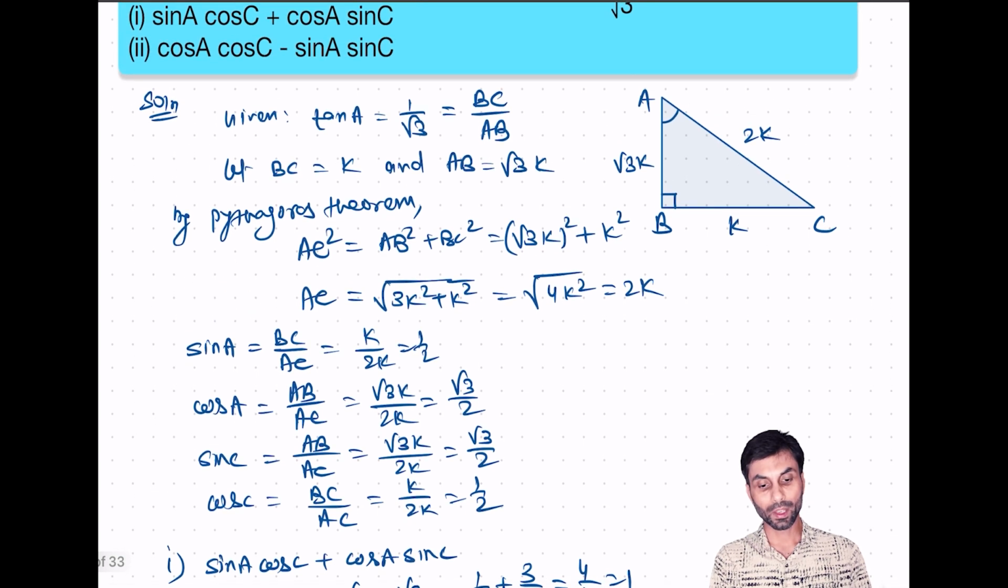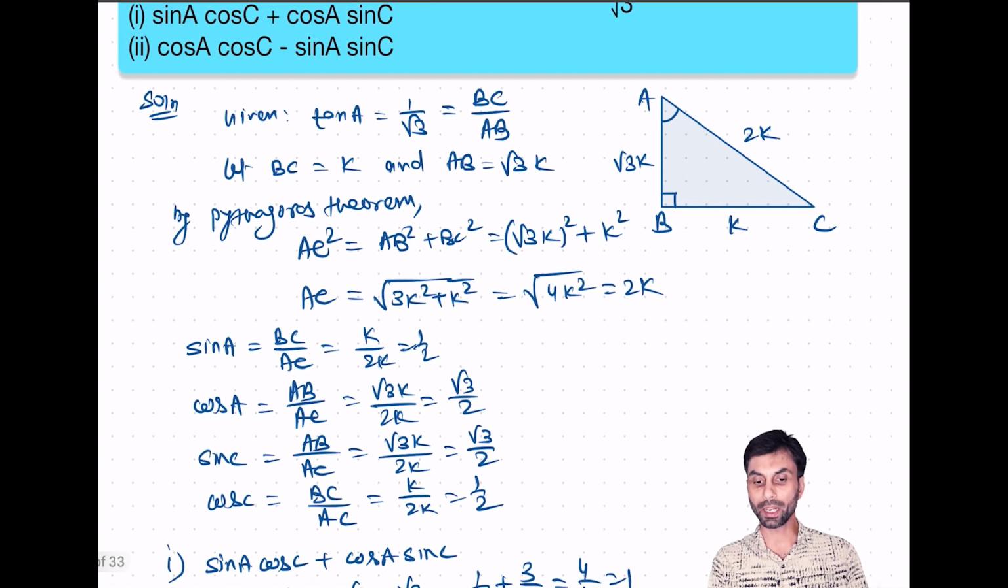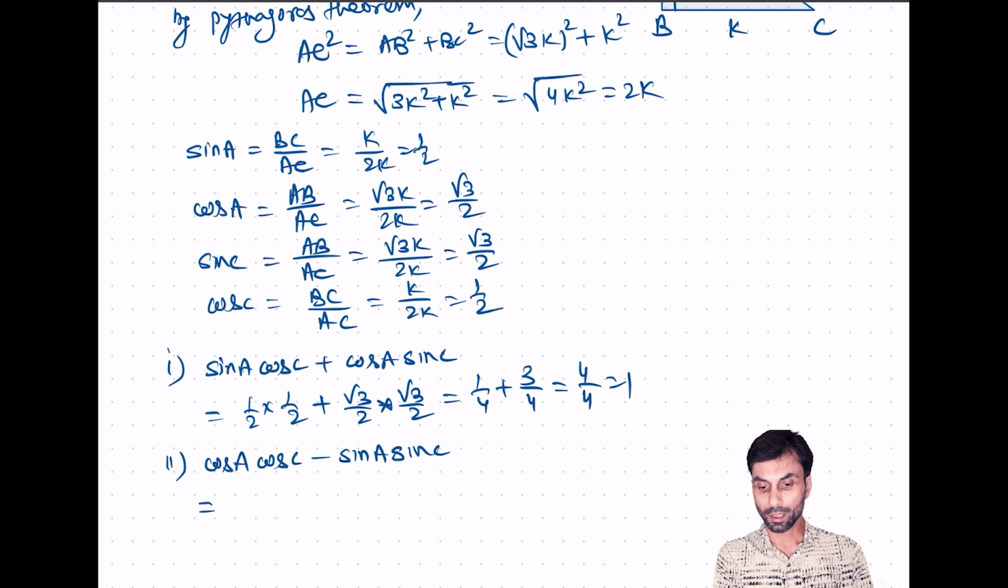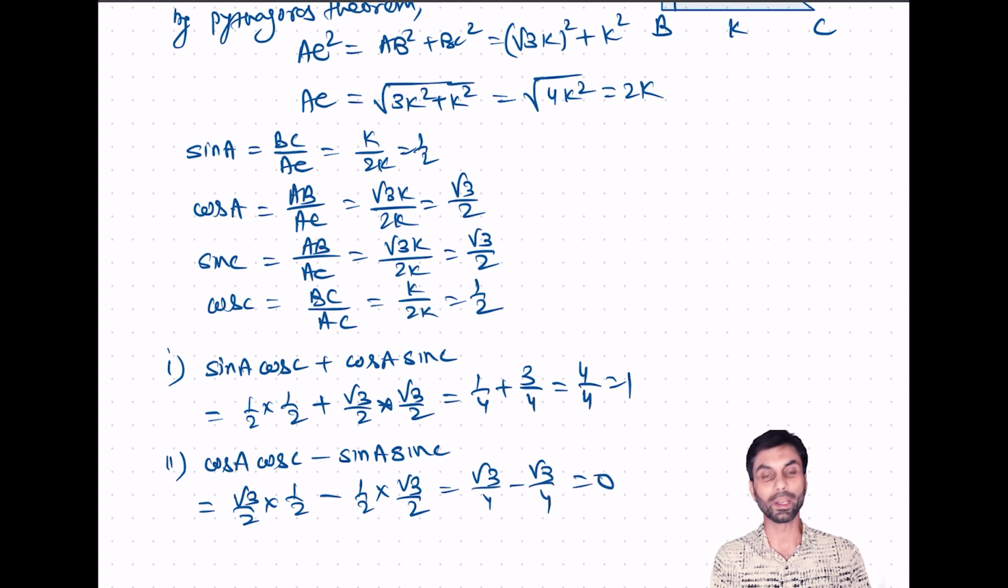Next, we have to find out the value of cos A into cos C minus sin A into sin C. Now cos A is root 3 upon 2, and cos C is 1 by 2, minus the value of sin A, which is 1 by 2, and sin C, which is root 3 by 2. Since both the values are equal, it is root 3 by 4 minus root 3 by 4, which is equal to 0.